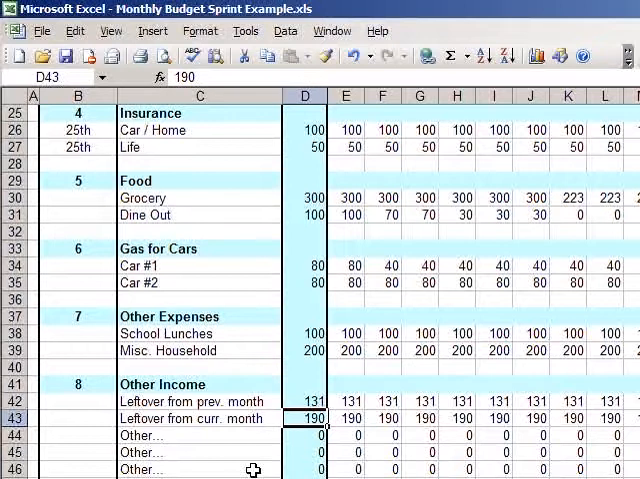So one of the things you could do would be, instead of taking it out of the dine out category, for the purposes of our sprint, you could scroll over and take it out of the leftover from the current month. So instead of 190, we would have 170, and that would be just a way to continue to track an expense that has gone over budget.